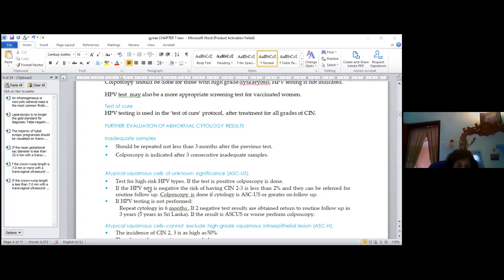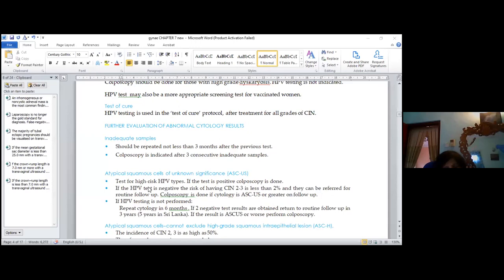So if it is ASCUS or LSIL, we have two options. We can do HPV DNA testing. If it's positive, she goes for colposcopy. If negative, she goes for routine follow-up. If HPV DNA is not done, we do smears at 6 monthly intervals. If at any point the smears are positive, that is, if ASCUS or LSIL is found again in the smears, they go for colposcopy. If there are two negative smears at the end of 1 year, they go for routine follow-up.